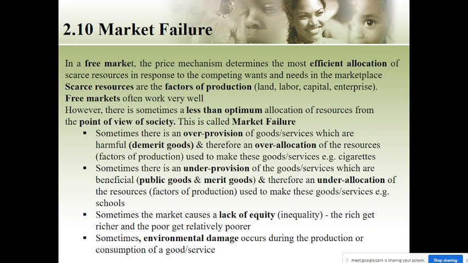The third argument is a lack of equity, like inequality. The rich get richer and the poor get relatively poorer. You are not dividing equity equally in the society. The people who are rich already get enough profit, or higher profit, and the people who are poor are still at the bottom level of the society. The other issue is sometimes environmental damage, which occurs during the production and consumption of goods and services. These are some of the basic reasons of the market failure.